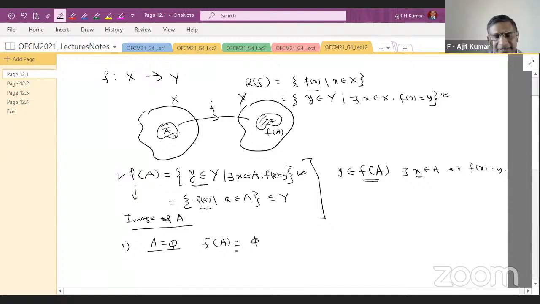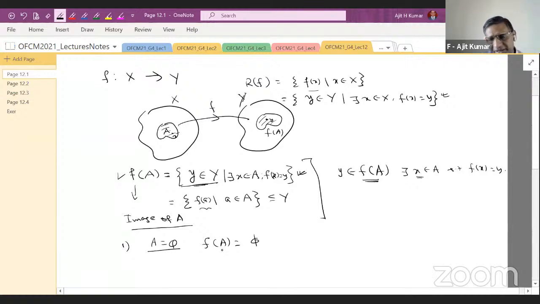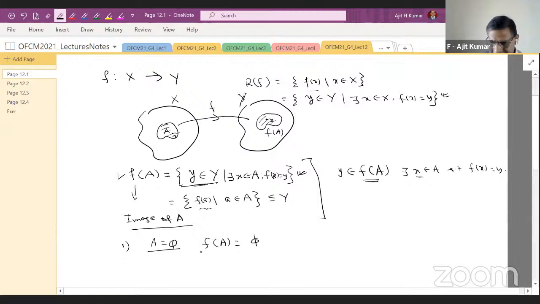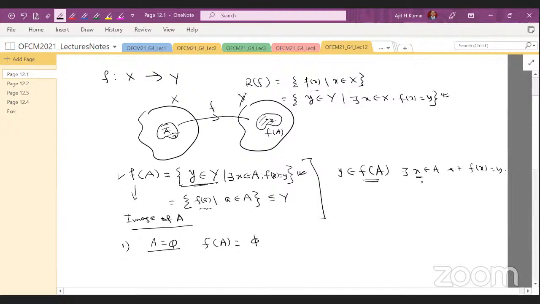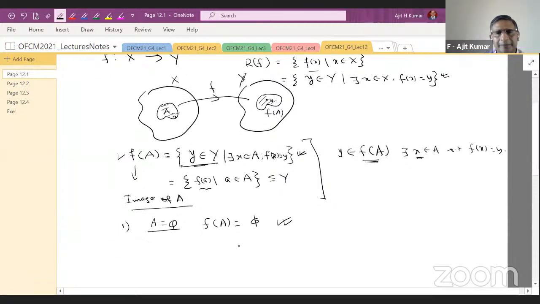Yeah, but you need to prove, right? We need a proof from this definition. What happens if f of A is non-empty? There exists some element y in f of A, right? Correct. So if y is in f of A, there must exist some x in A such that f of x is y. But can any element x lie in A? No, A is empty. So that's why f of A is empty. Is that clear to everybody? If A is empty, then f of A is the empty set.